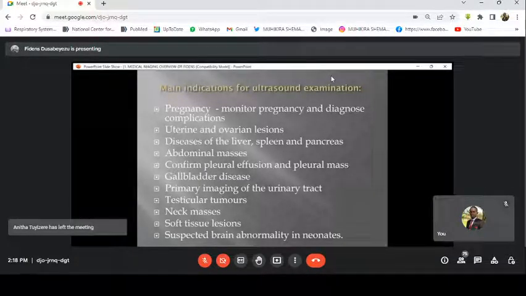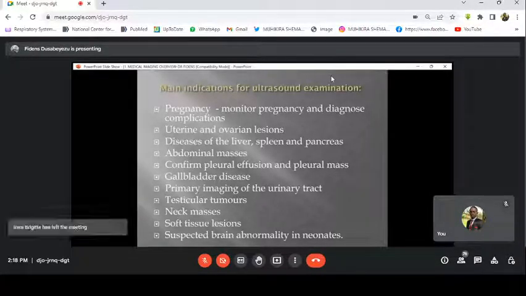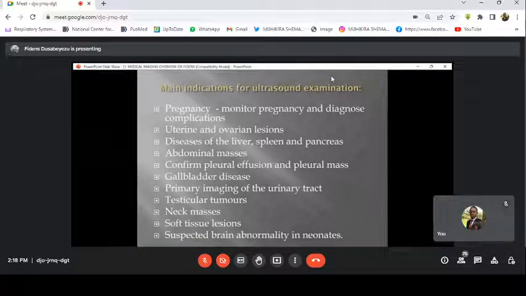Here I want to say that if you're suspecting a pleural effusion from chest X-ray, but you are not sure if it is pleural effusion or pleural thickening, before you go to X-ray again or CT scan, you can use ultrasound, because there are advantages. Number one, the cost. Ultrasound is cheaper. Number two, there is no radiation.